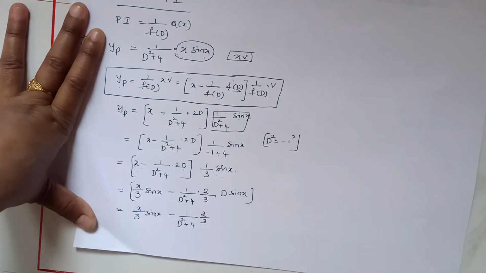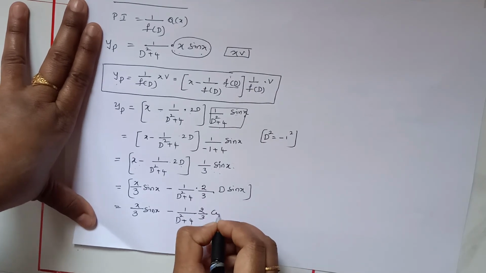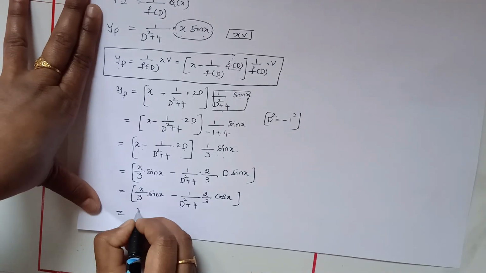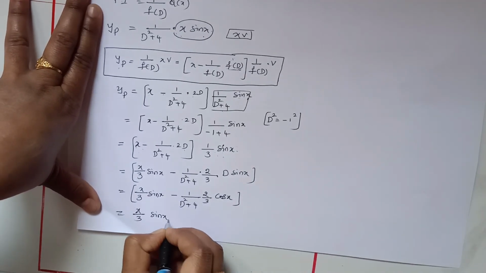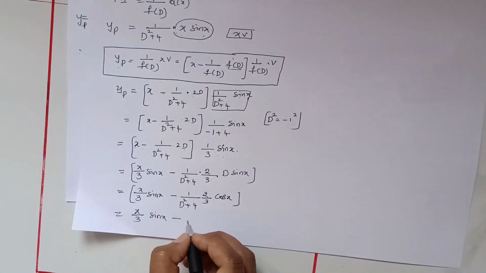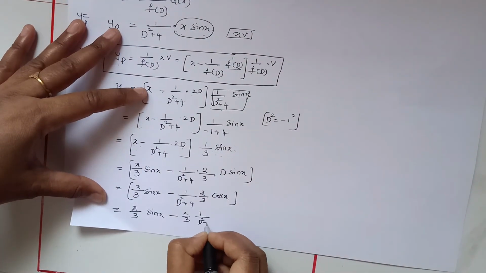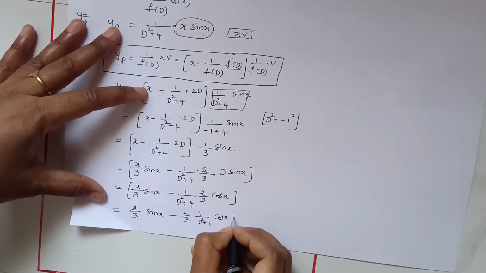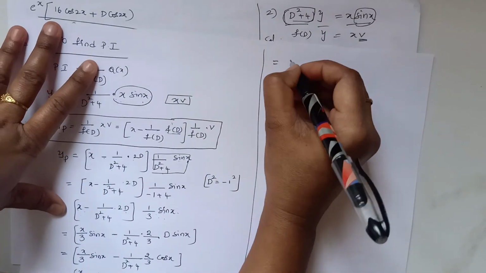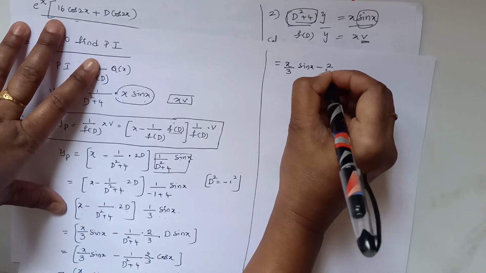What is d? D is a differential operator. D sin x, d by dx of sin x, is cos x. So this is equal to x by 3 sin x minus 2 by 3, 1 by d square plus 4 cos x. This is equal to x by 3 sin x minus 2 by 3.